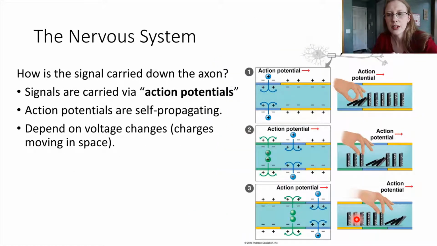Let's talk about how signals are transmitted in the nervous system. How do these signals go? So we've said that they are transmitted down these axons. They carry signals. How do those signals go? They're transmitted through what are called action potentials. In an action potential, there has to be some kind of a triggering event in order to get it started.